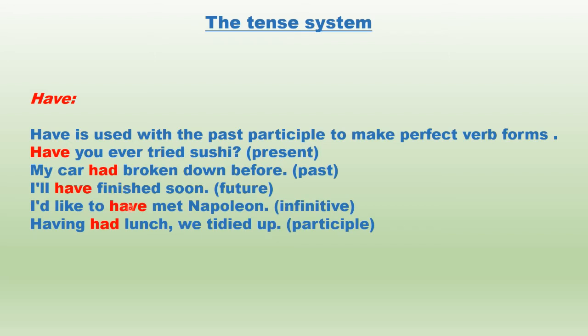I would like to have met Napoleon. I'd like to have met Napoleon. This is an infinitive sentence because there is would like, to, and a verb. Have here is not the main verb of the sentence. Met is the main verb, and have here is an auxiliary verb. Having had lunch, we tidied up. This is a participle. It's past participle because had is followed by tidied, and had here is an auxiliary verb because it's followed by a past participle verb.